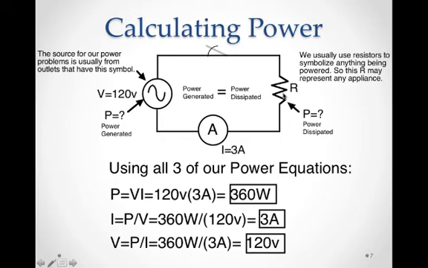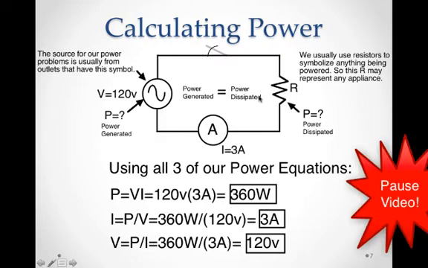This might be a toaster, the heating elements in a toaster. This might be a hair dryer. So whatever uses power, we usually represent or model that as a resistor.